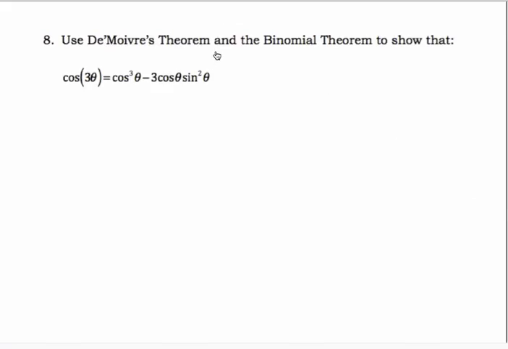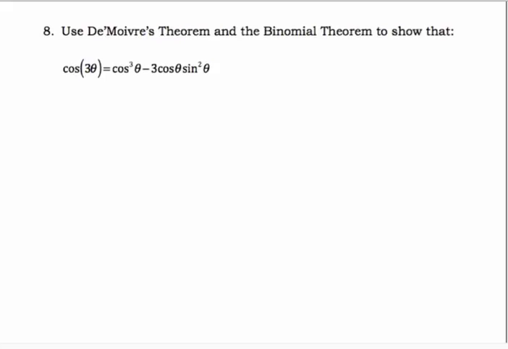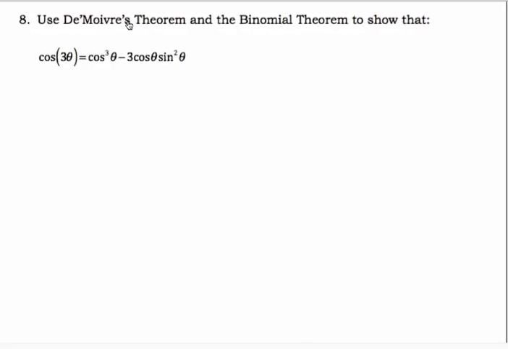Use DeMoivre's Theorem and the binomial theorem to show that cosine 3 theta equals this. So we're going to prove this identity, and we can use DeMoivre's Theorem and the binomial theorem to do so. This is a very common type of question, and you can do the same thing with cosine 5 theta or 7 theta or whatever you want. You can prove lots of different trig identities using DeMoivre's Theorem.